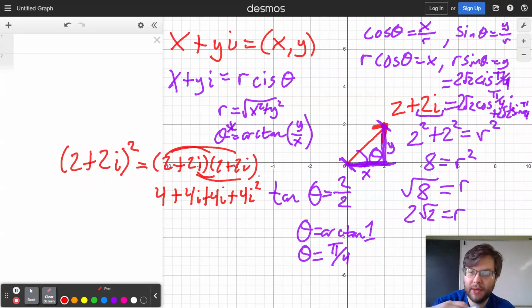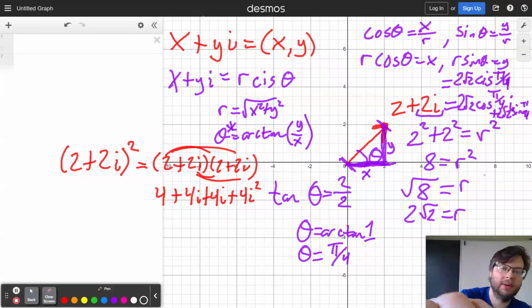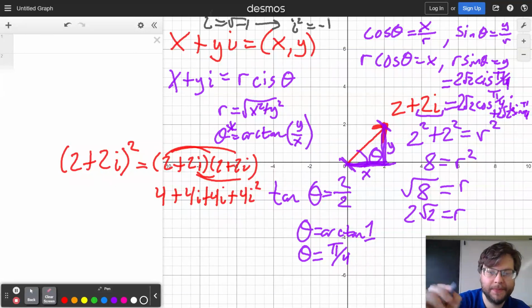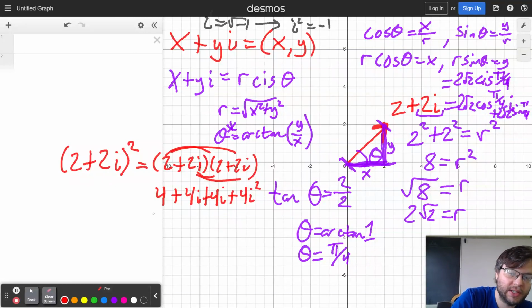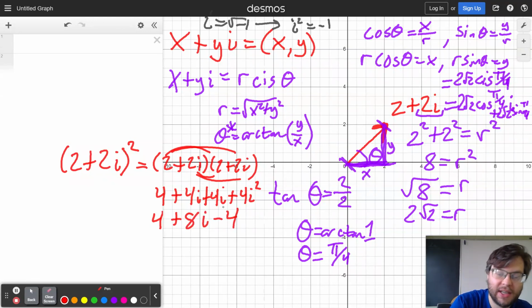If you remember a few minutes ago, I talked about how i came about from being the square root of a negative number, right? i is the square root of negative 1. And that's equivalent to saying i squared is negative 1. So that means what we've resulted in is 4 plus 8i minus 4, because 4i squared becomes 4 negative 1s. So now I just have 8i. What this means is my dot is going to be right up there at the very top of the screen.